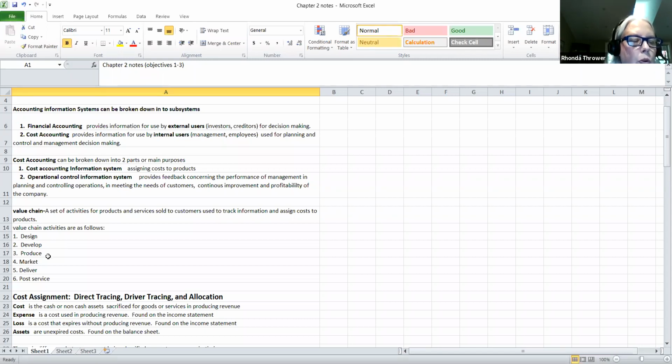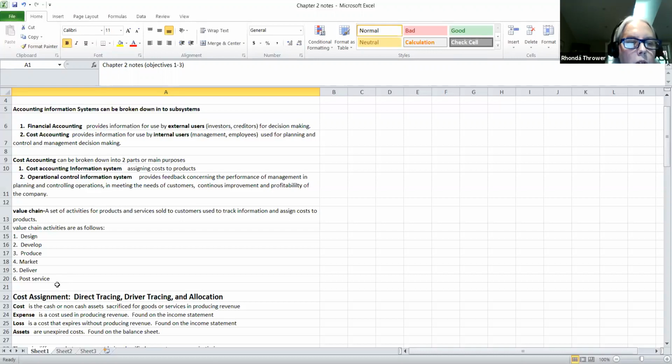And then you're going to want to produce that product, and then you're going to want to be able to market that product so that we can sell it. And once it's sold, we want to be able to deliver that product to our customer. And then after the delivery of the product, we want to make sure that we still offer customers some avenues to where if there's a problem with the product that we've sold them, then we will want to make good on that. So we'll offer them post services after the product is actually sold.